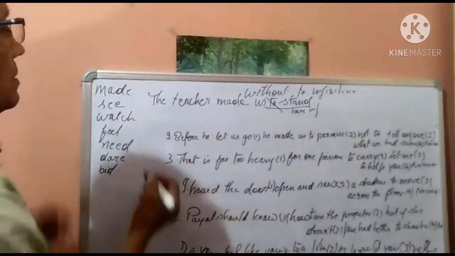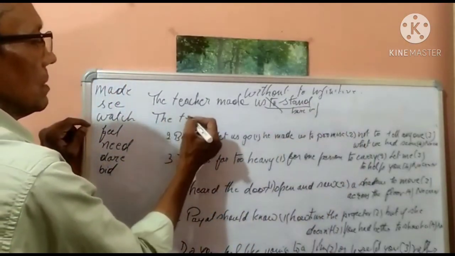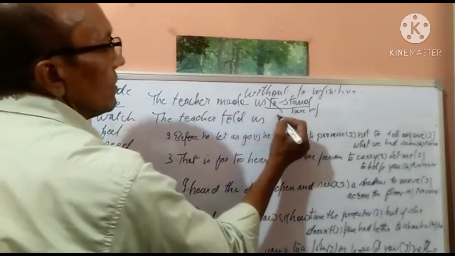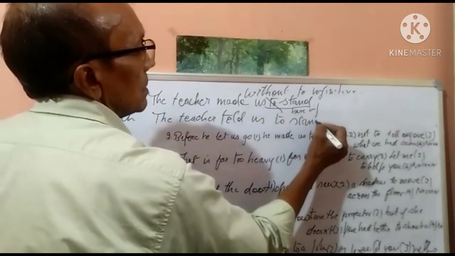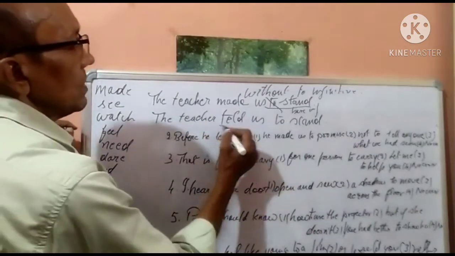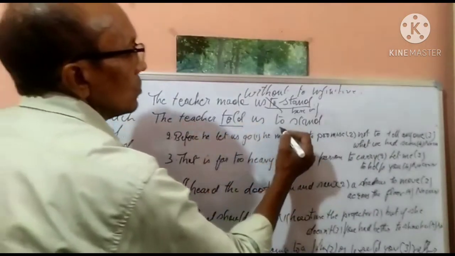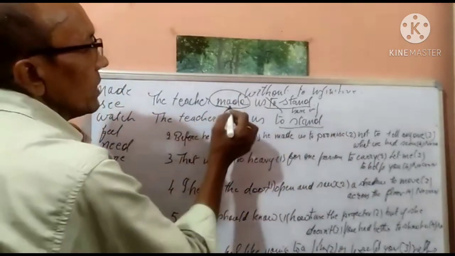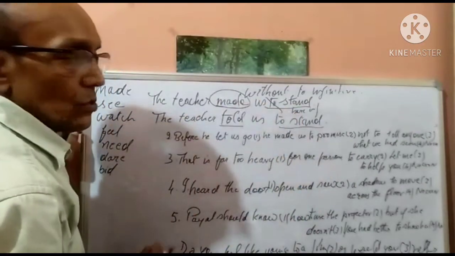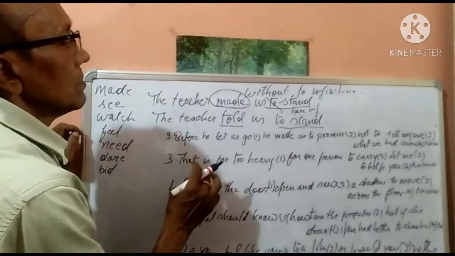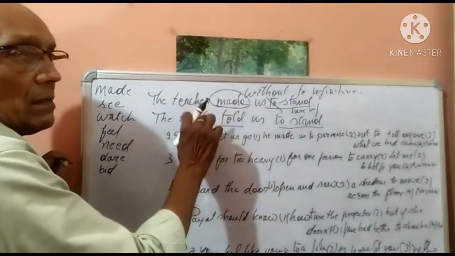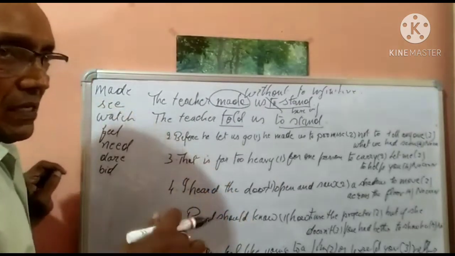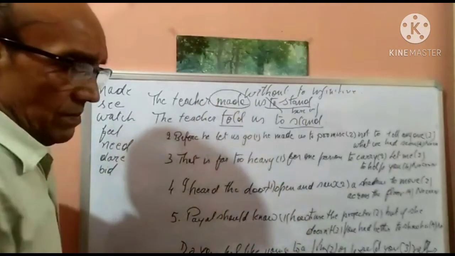In other words, if I say the teacher told us, then we will use to stand. Because the verb here is told, then we use to infinitive. But if the verb is made, with made we use bare infinitive. So don't confuse that we don't have to use to with made. Students sometimes get confused that sir has told us not to use to with made.